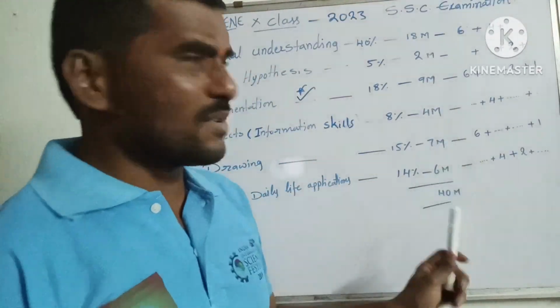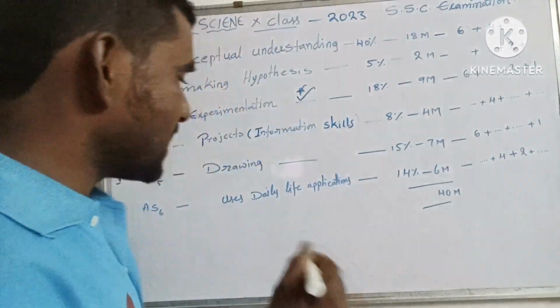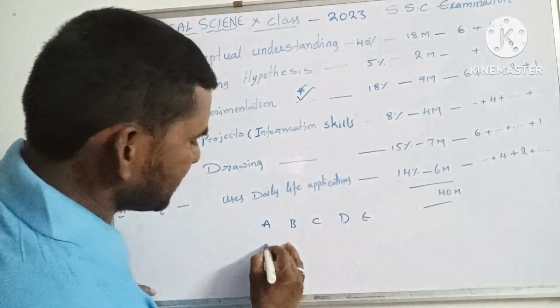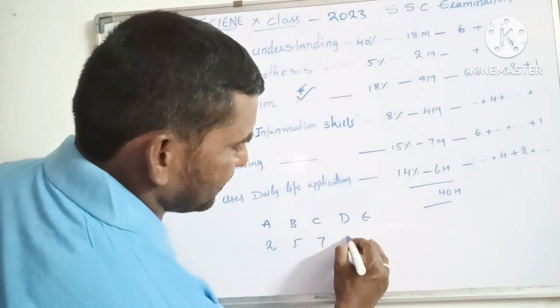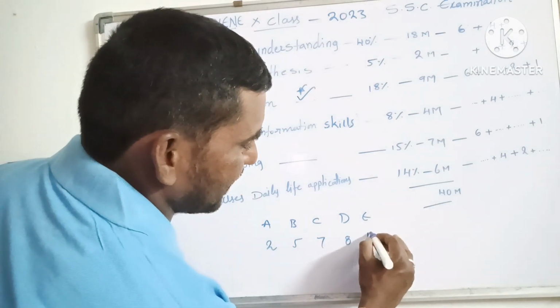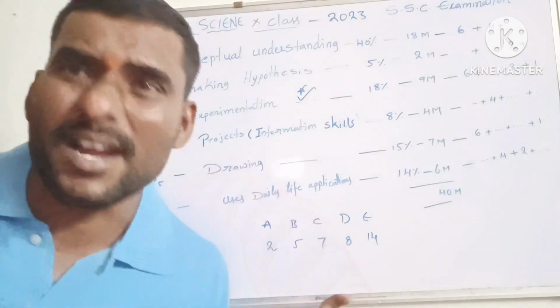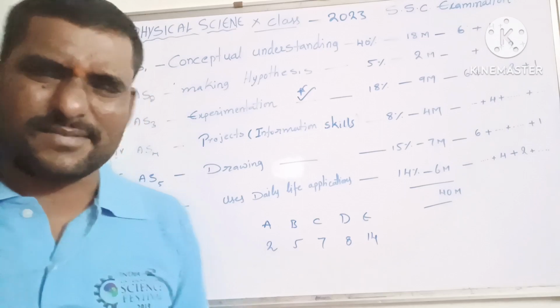They are going to give you some pH values, A, B, C, D, E, F. Like pH values for A, B, C, D, E: 2, 5, 7, 8 and also 14. So they are going to ask you which is a strong base, which is a strong acid. You can guess it, very simple.